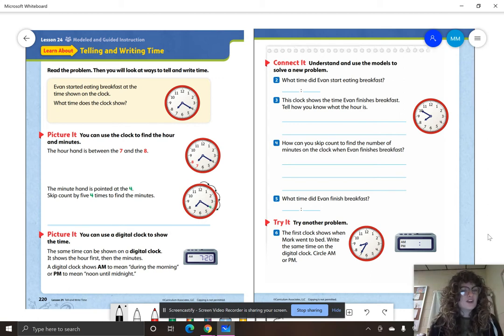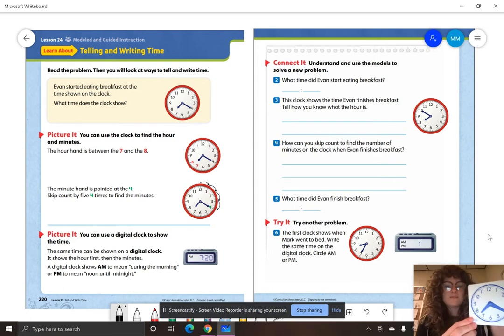It says, Evan started eating breakfast at the time shown on the clock. What time does the clock show? So the first way we can solve this is picture it. You can use the clock to find the hour and the minutes. So looking at the clock, it says that the hour hand is between the 7 and 8. Now, Smarties, on your clock, your short hand is the hour hand. Your long hand is the minute hand.